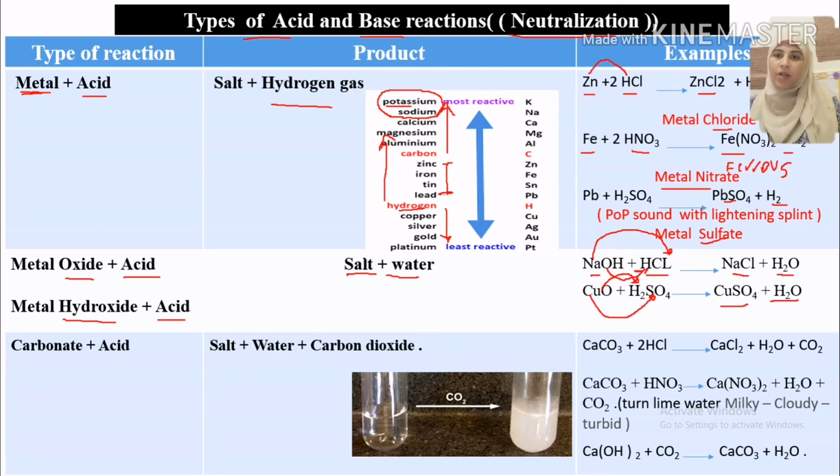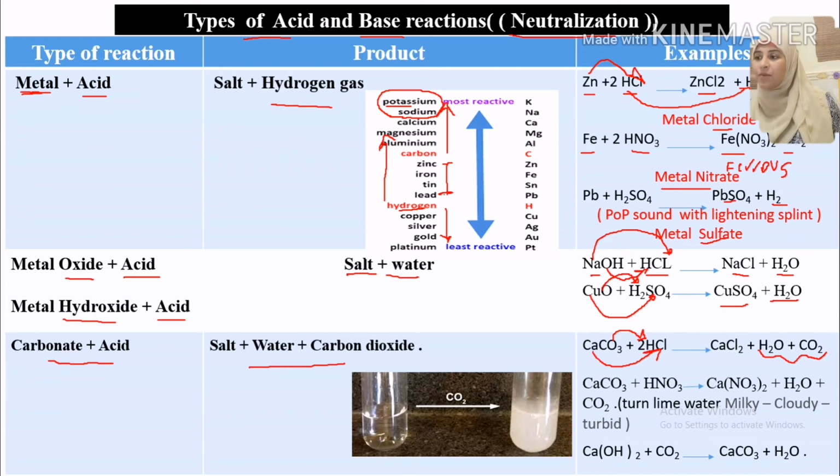In the case of carbonate plus acid, we will have salt plus water plus carbon dioxide. Like calcium carbonate plus hydrochloric acid, change the position, we will have calcium chloride plus H2CO3, carbonic acid. Carbonic acid is a weak acid, it will convert into water plus carbon dioxide. Calcium carbonate plus nitric acid, we will have calcium nitrate plus water plus carbon dioxide.